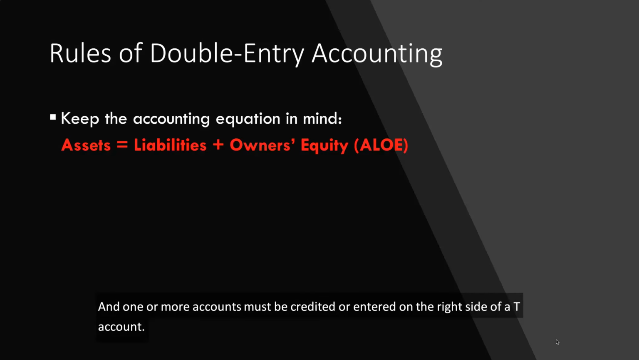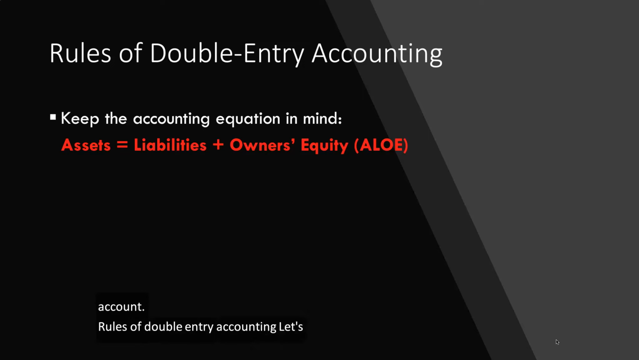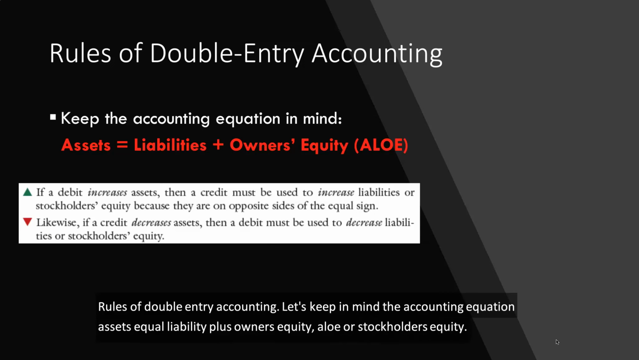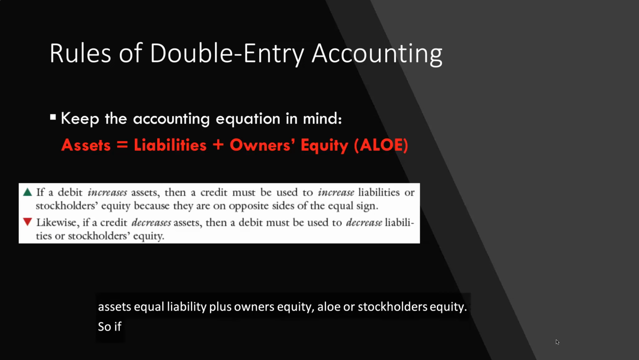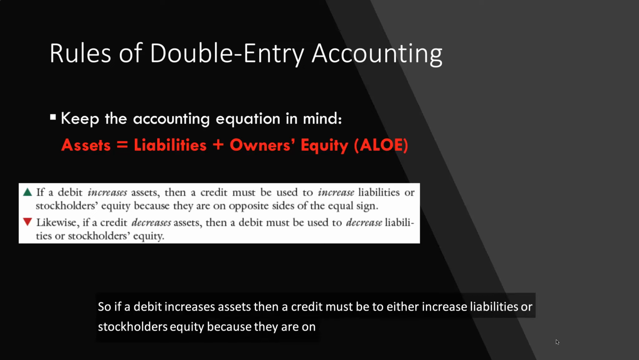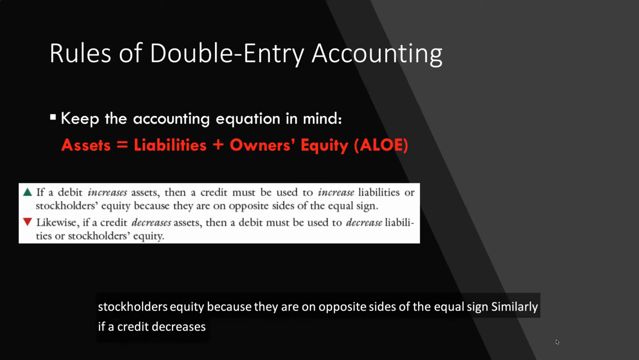Rules of double entry accounting. Let's keep in mind the accounting equation. Assets equal liabilities plus owner's equity, or stockholders' equity. So if a debit increases assets, then a credit must be used to either increase liabilities or stockholders' equity because they are on opposite sides of the equal sign. Similarly, if a credit decreases assets, then a debit must be used to decrease liabilities or stockholders' equity.